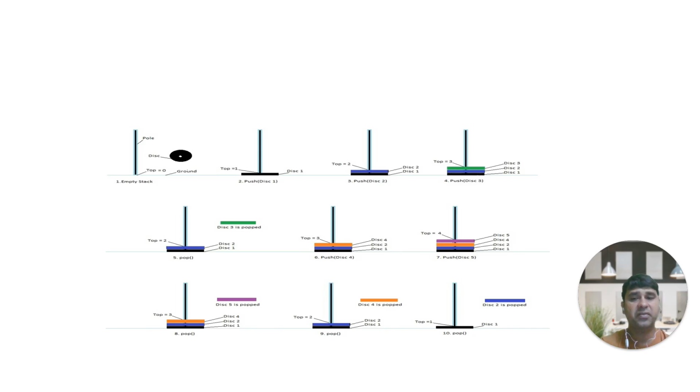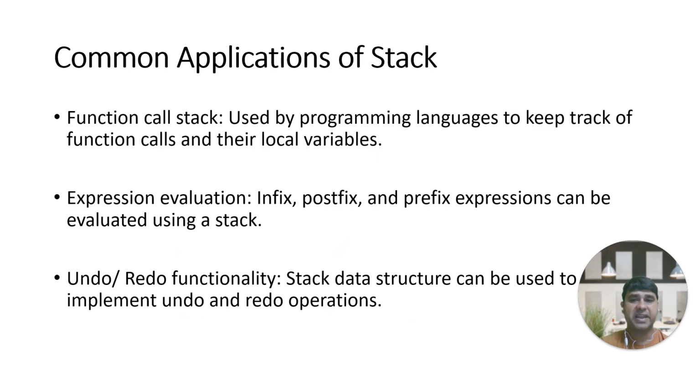Now if I want to remove disk 5, first you remove disk 5 from the stack, then you decrement the value of top to its previous position, which is 3. Again, if I want to remove an element, disk 4 will be popped out and the top value will be decremented to the second position. In that way, if I want to remove the second disk, again the top value will be decremented to position 1, and disk 2 will be removed from the stack. So in that way, the operations will be carried out in the stack.